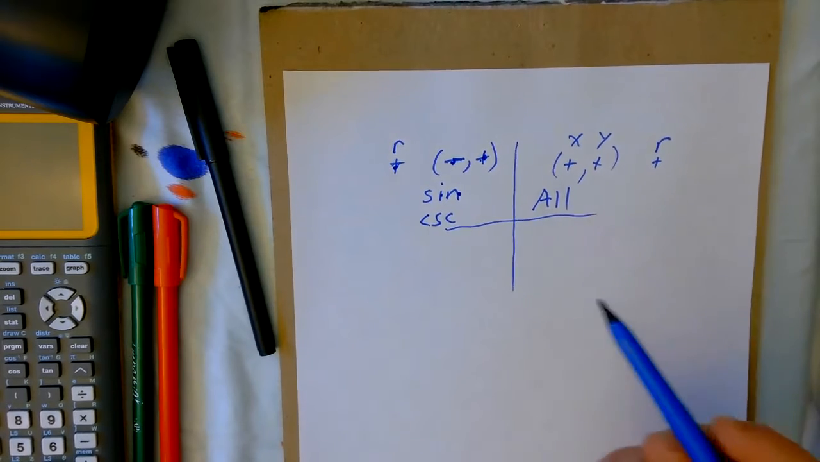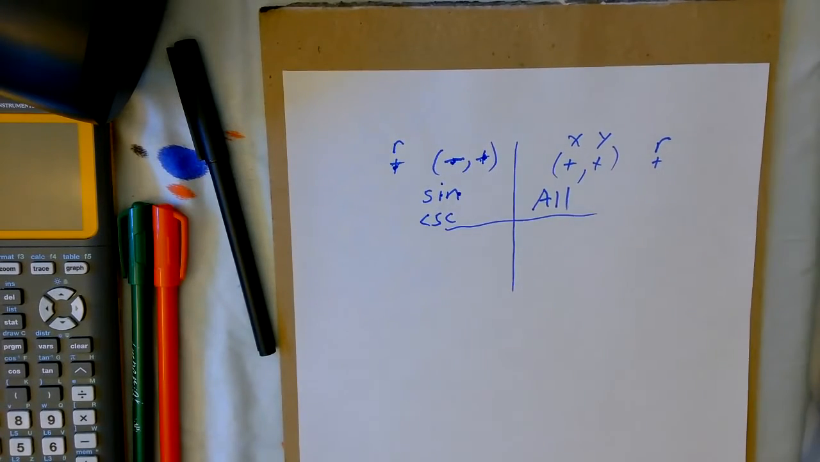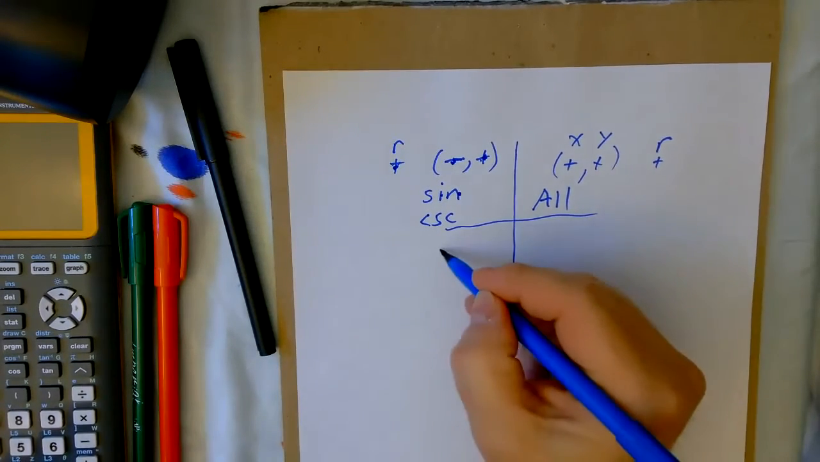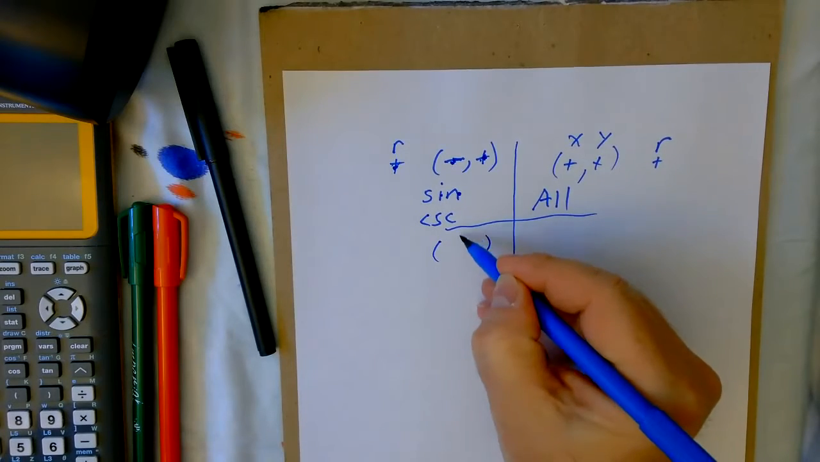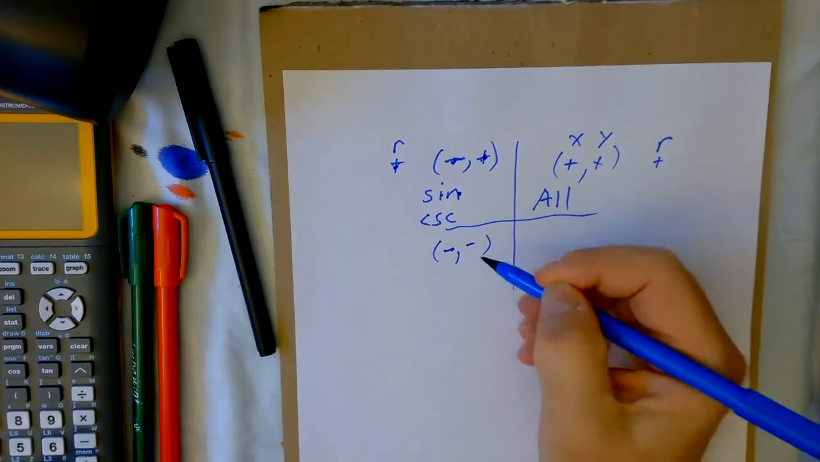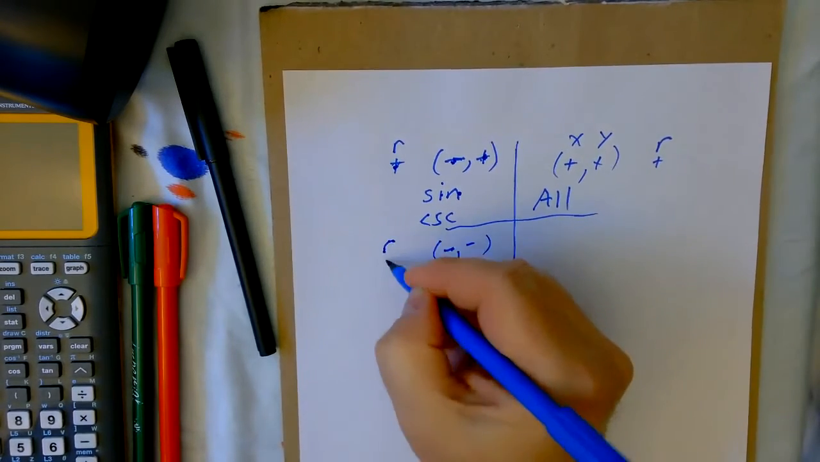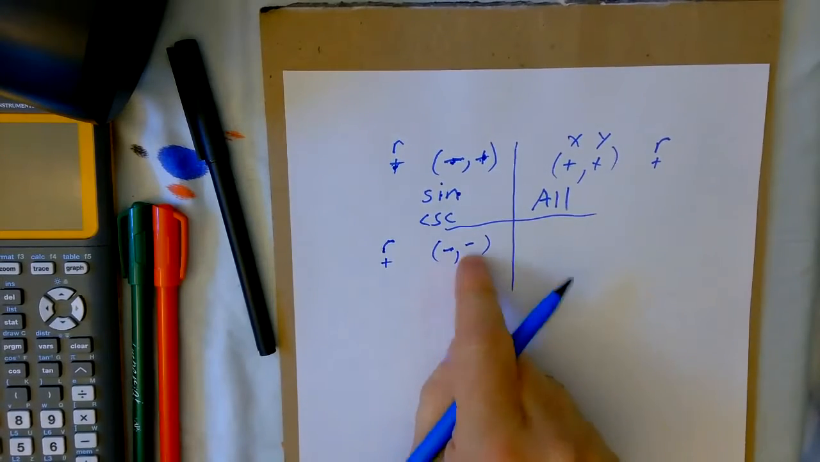So they're all positive in the first. Sine and cosecant are positive in the second. For any point in the third quadrant, it's a negative x and a negative y. Again, r is still going to be positive because when we do x squared plus y squared, we're going to get positives.